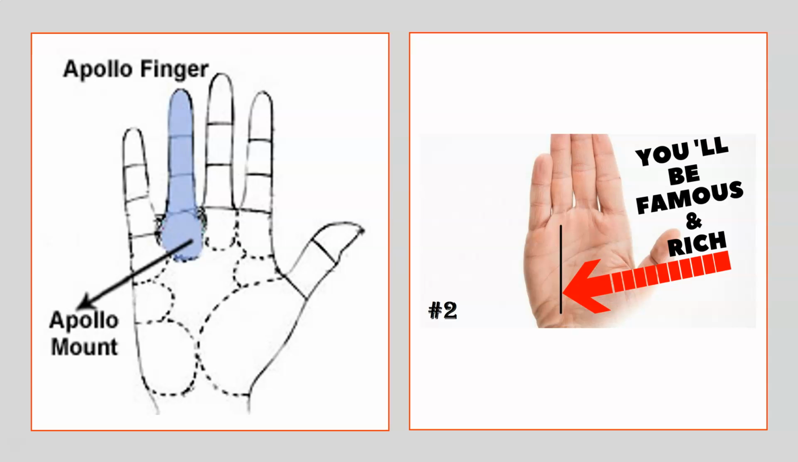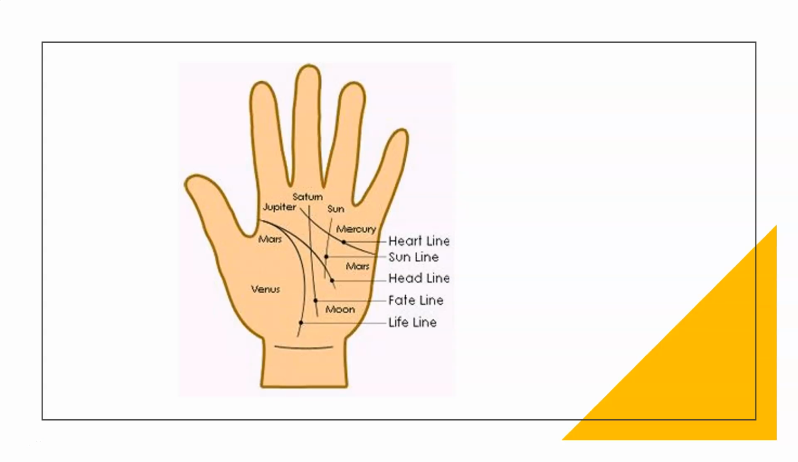Now the Mercury line, which is the next one that we're going to be talking about, is also referred to as the line of health. This line appears in less than 50% of hands. A person can have excellent health with or without this line. So if you see that somebody doesn't have it, that doesn't mean that there's something wrong with their health.